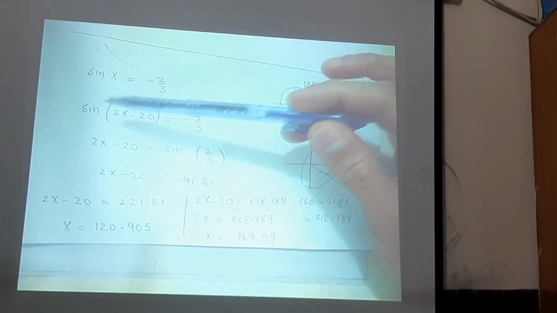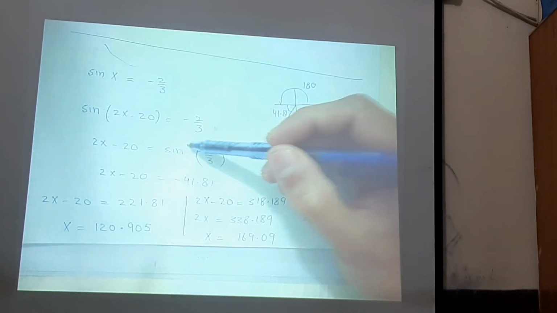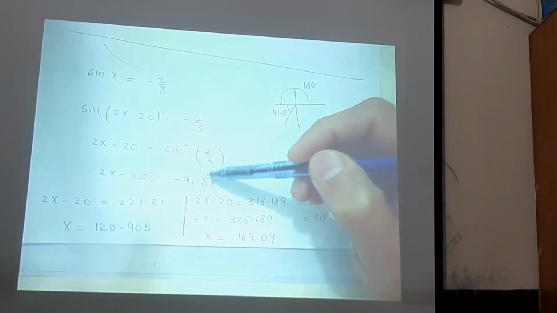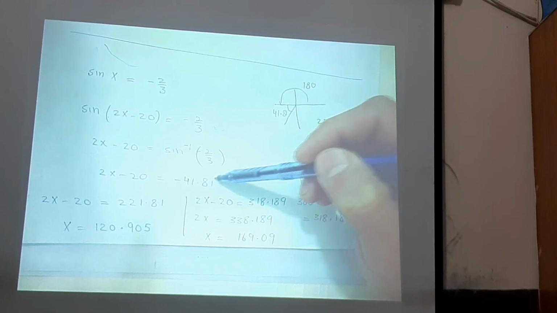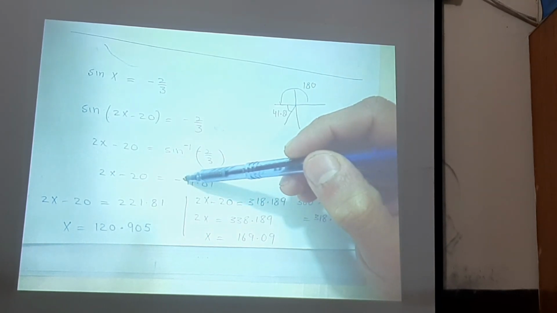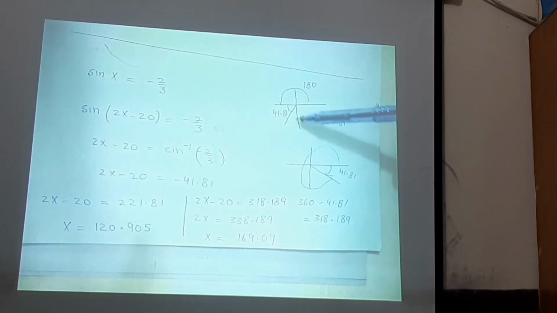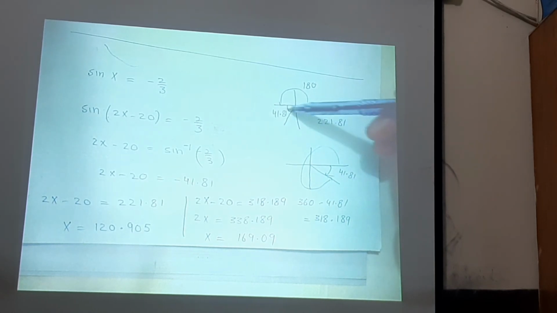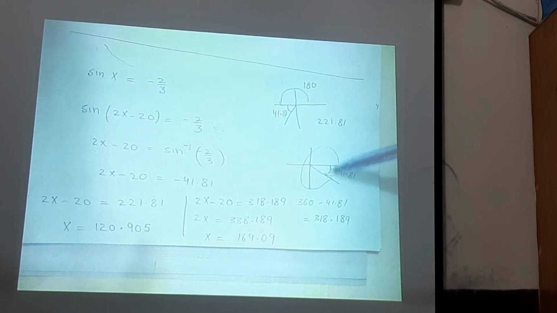From here sin will go to the right side, so it will become sin inverse of minus 2 over 3, which is minus 41.81. Now this negative sign indicates that your angle is either in the third quadrant or the fourth quadrant, because sin is negative in the third quadrant as well as in the fourth quadrant. So in the third quadrant 41.81 will be located right here, and in the fourth quadrant you are going to locate it over here, 41.81.